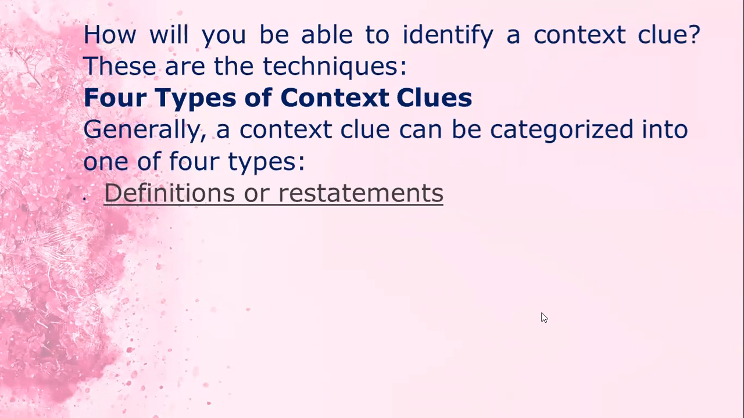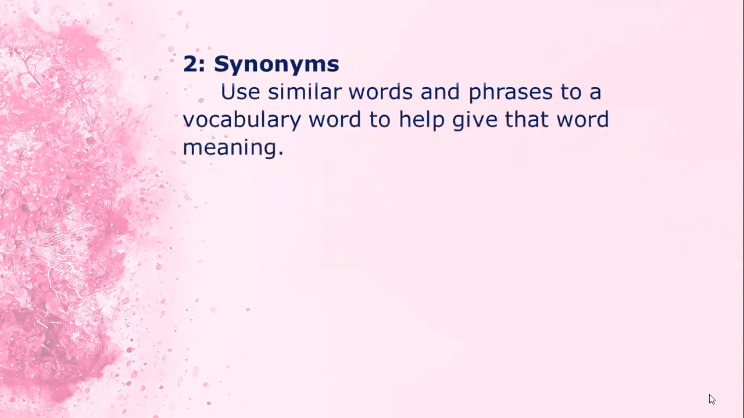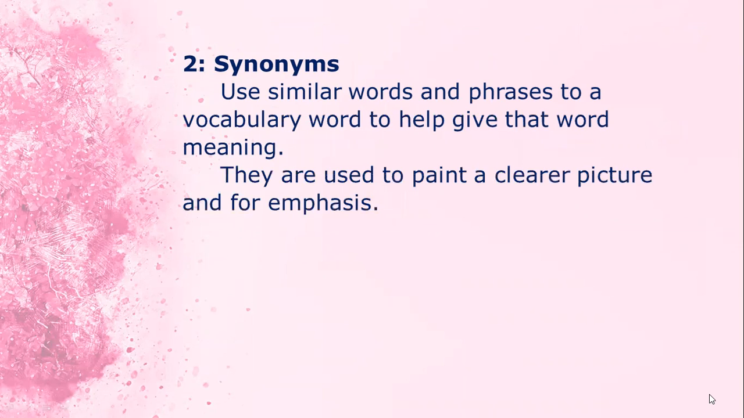The second one is synonyms. Synonyms use similar words and phrases to a vocabulary word to help give that word meaning. They are used to paint a clearer picture and for emphasis. Remember, class, there is no such thing as words with the same meaning, only similar in meaning, and the meaning of the word varies according to its context.